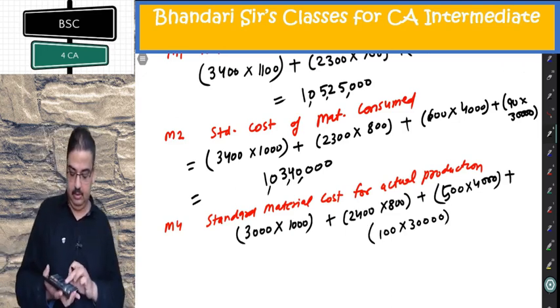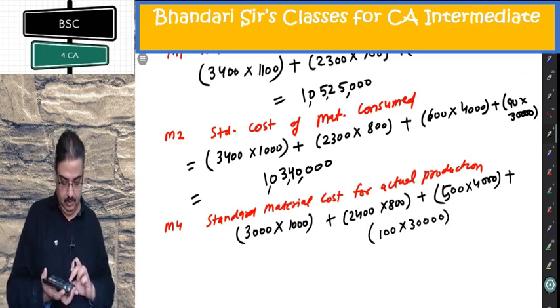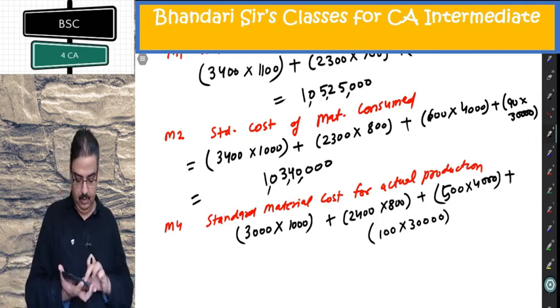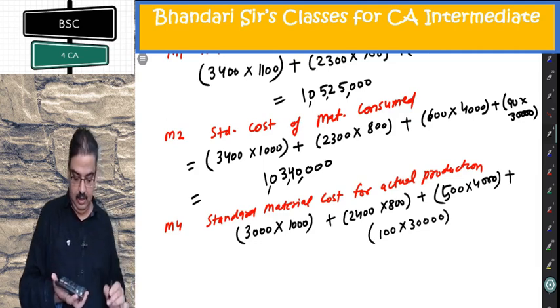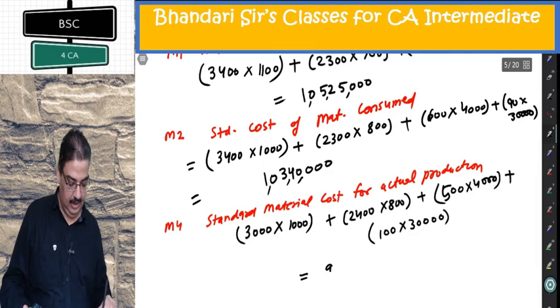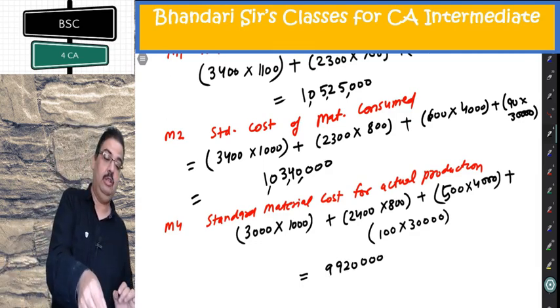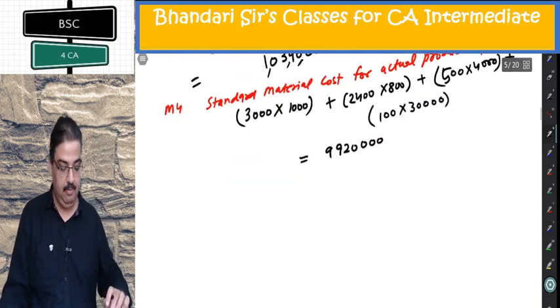Seems a simpler computation. 30 lakh, 2400 into 800, this is 19 lakh 20,000. 500 into 4000, this makes another 20 lakh, another 30 lakh. I'm getting 99 lakh 20,000. I'm getting first three computations here. I make the table.